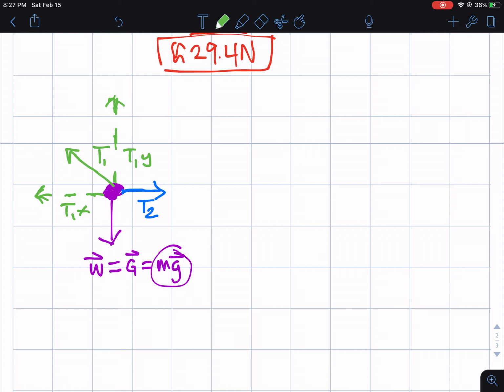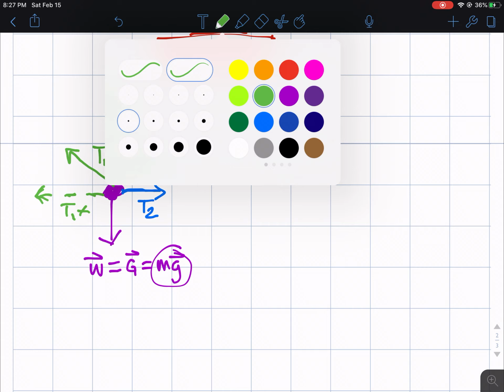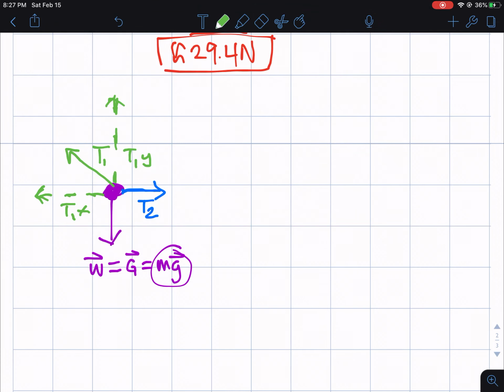What you want to understand is that, like I said before, this is a two-dimensional equilibrium problem. Meaning all the forces on the y and all the forces on the x will equal 0, meaning they're going to cancel out. They're going to be of equal magnitude but opposite directions. That's what it means to cancel out.